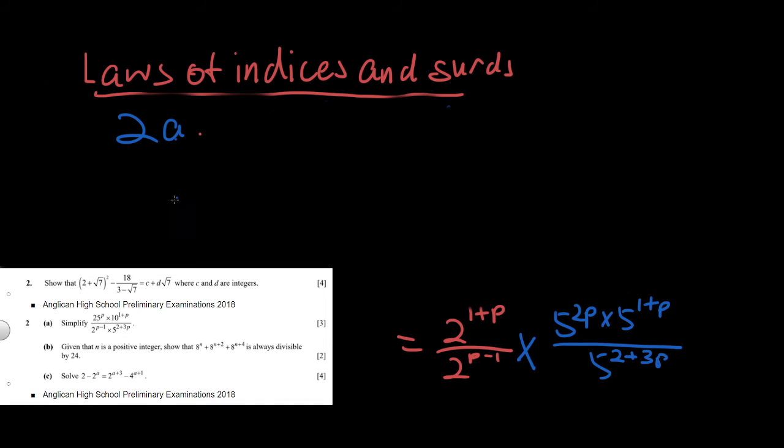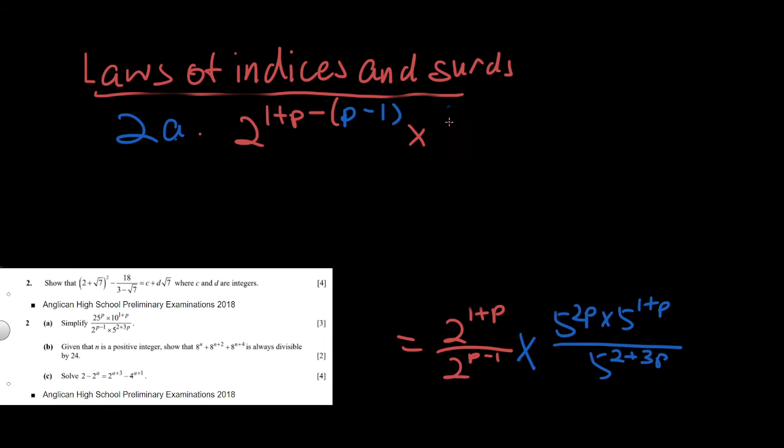So then I would probably, so we'll simplify this first. Remember the law, a^m divided by a^n, right? So it's 2 to the power of 1 plus p, minus, over here, p minus 1.